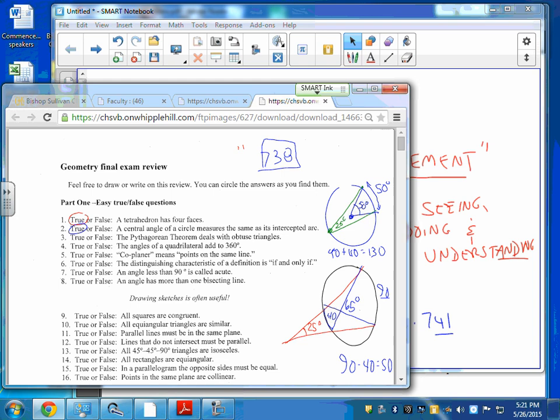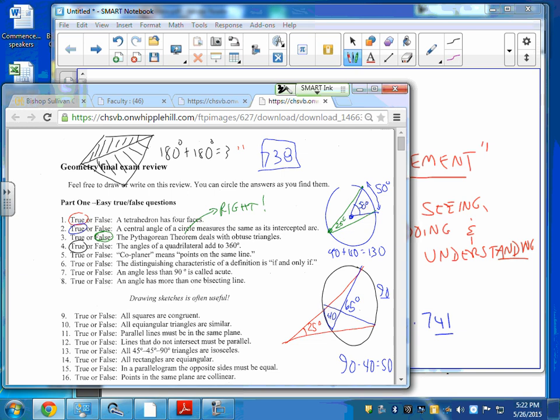The Pythagorean theorem deals with obtuse triangles. I hope you know that's false. Pythagorean theorem, right triangles, right triangles. Easy question. Okay, the angles of a quadrilateral add up to 360 degrees. That's true. Draw any quadrilateral, and then you can easily see it split into two triangles. The angles in this triangle add up to 180, and the angles in this triangle also add up to 180. So 180 plus 180 is 360 degrees. That's a true statement.